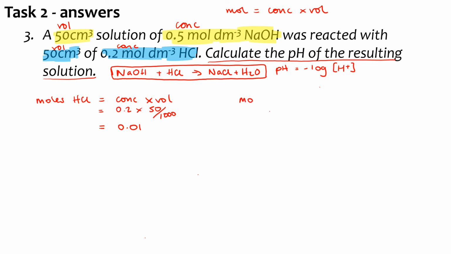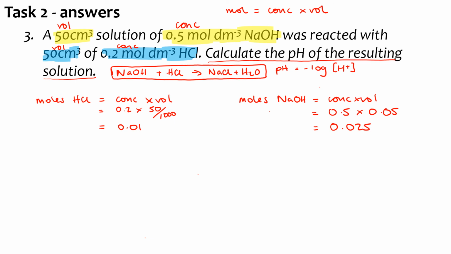I'm also going to work out the moles of NaOH, which again is concentration times volume. But this time we have 0.5 moles times the 0.05, which is 50 over 1,000. And so the moles of sodium hydroxide is 0.025.